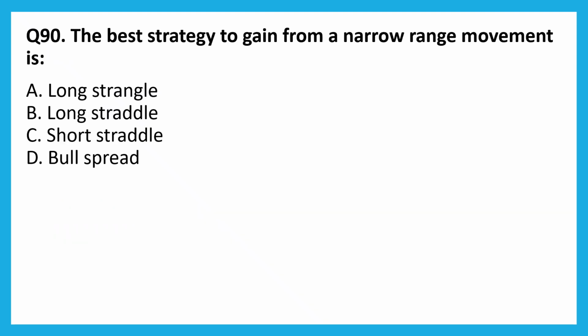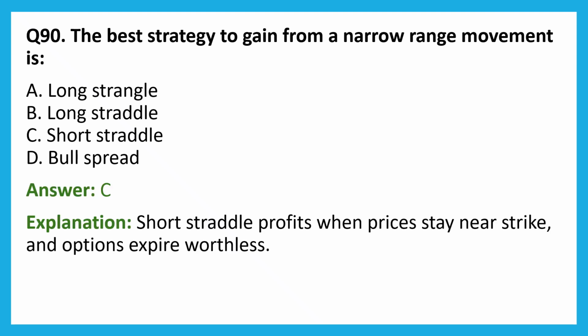Next question. The best strategy to gain from a narrow range movement is option A long triangle, option B long straddle, option C short straddle and option D bull spread. Correct answer is option C short straddle profits when prices stay near strike and options expire worthless.